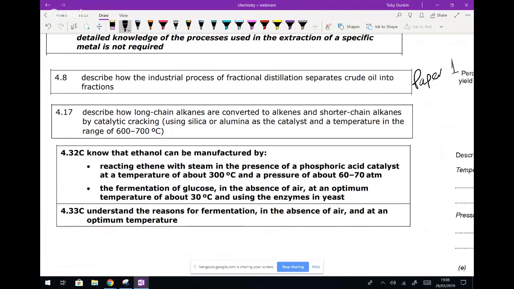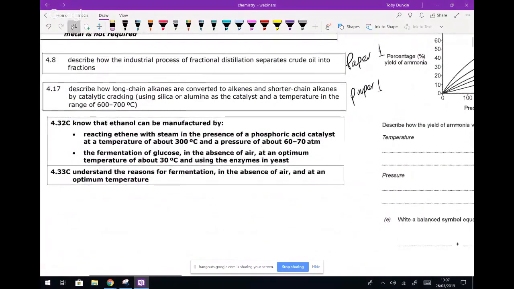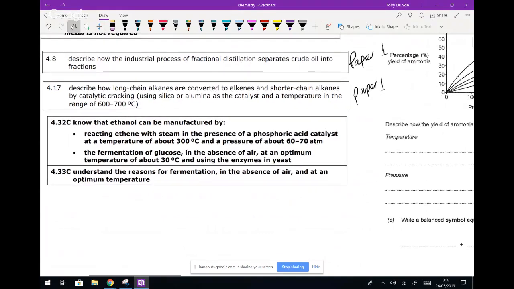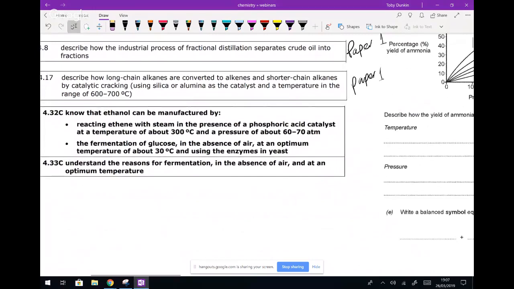And that's really nice. The next bit is the cracking of alkanes. And again, this is going to be heavy paper 1 because this is for dual and triple. Now, the next one, of course, is the process of creating ethanol. And it's interesting that they've decided to keep this one. And I'm going to show you a couple of questions regarding those and some of the practical diagrams that have appeared over the last few years.